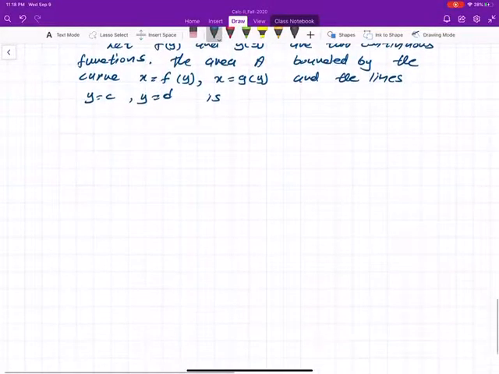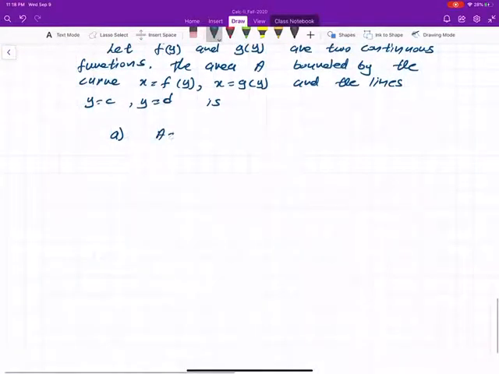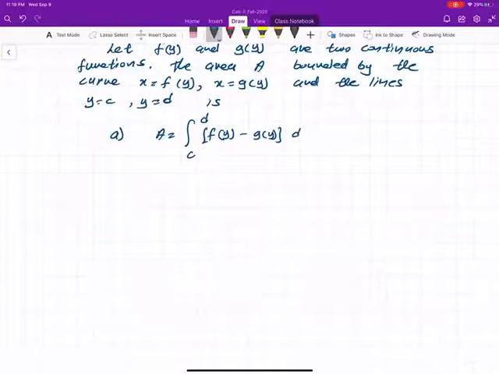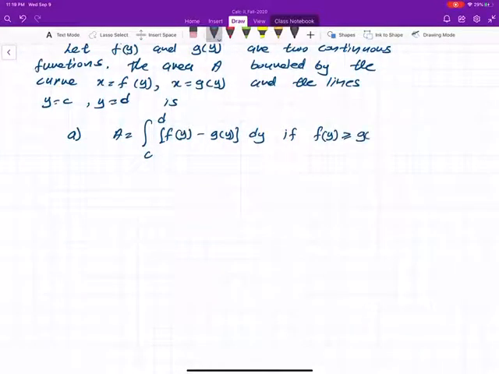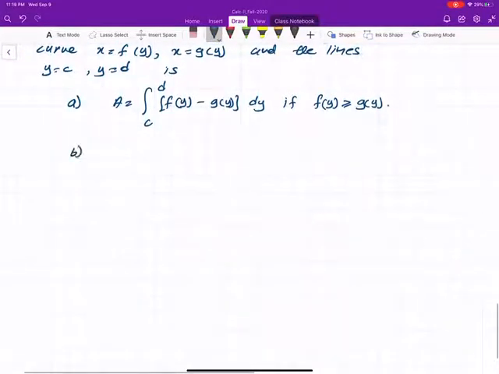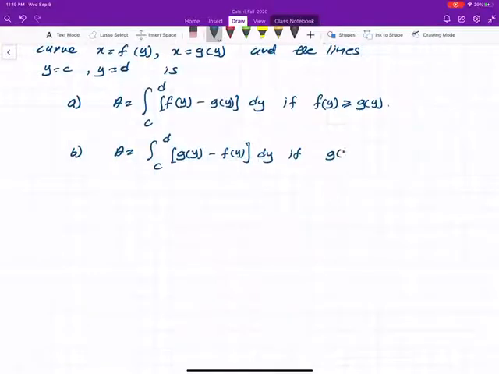is, part A, A equals integration from c to d of f of y minus g of y dy, if f of y is greater than or equal to g of y, and part B, A equals integration from c to d of g of y minus f of y dy, if g of y is greater than or equal to f of y. All right, so this is the formulation.